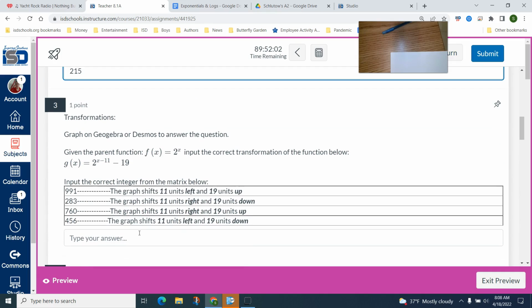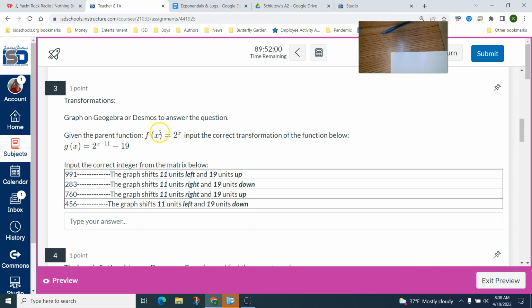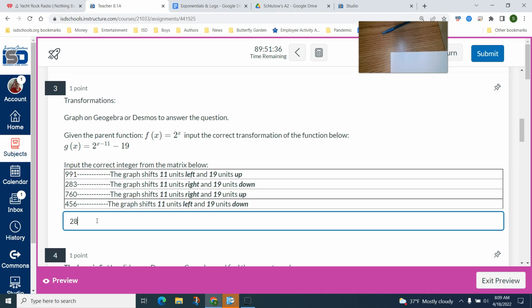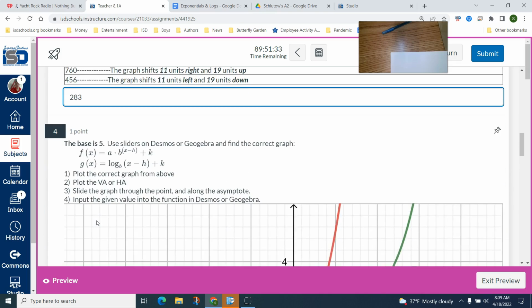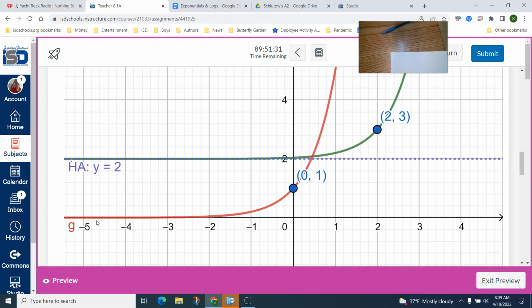This one has them both. All right. There's my h, which is negative 11, and there's my k, which is negative 19. But this is x minus 11, not negative 11, like I said. So it shifts 11 units to the right. So here I am, 11 units to the right in the middle, and it shifts 19 units down. So it's 283.